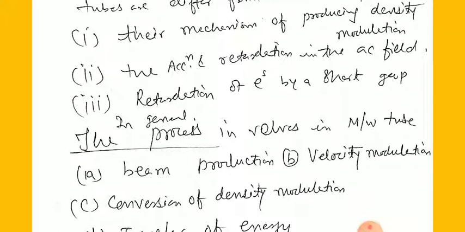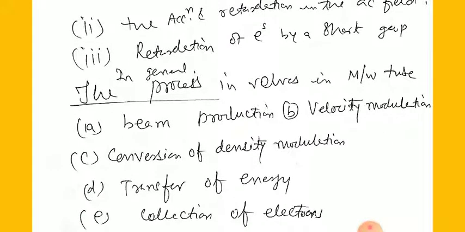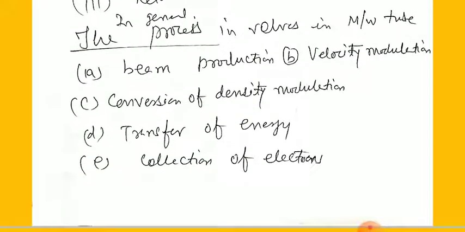In general, the processes involved in microwave tubes are: number 1, beam production; second, velocity modulation; third, conversion of the velocity modulation to density modulation; fourth, transfer of the energy; and last, the collection of the electrons. These are the steps to produce microwave frequency. Number 1, the beam modulation.